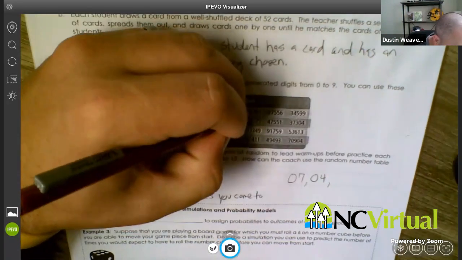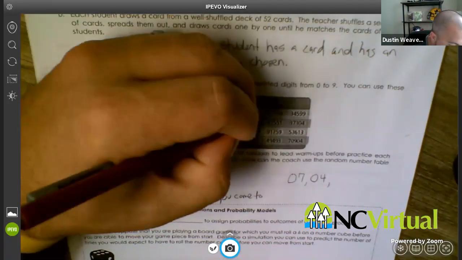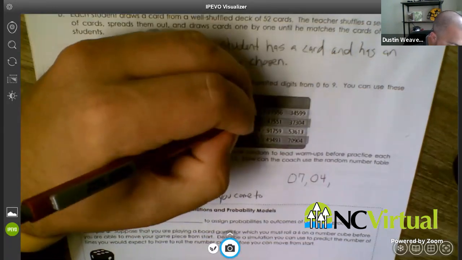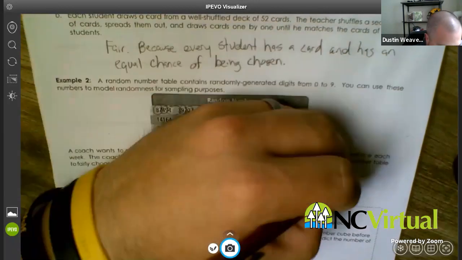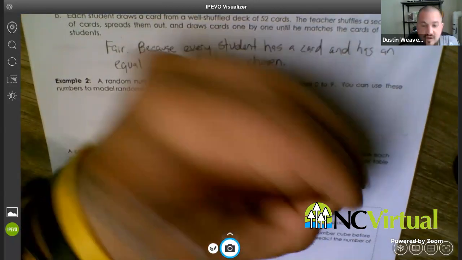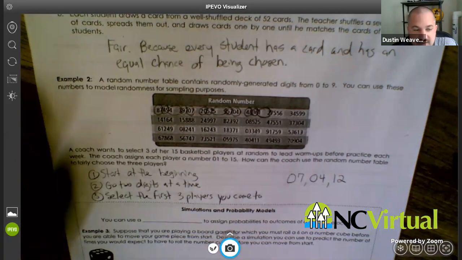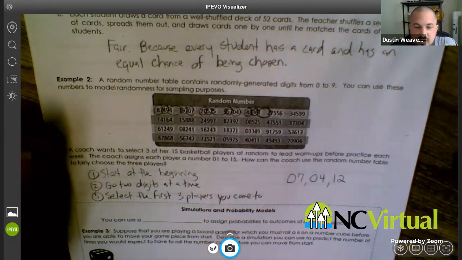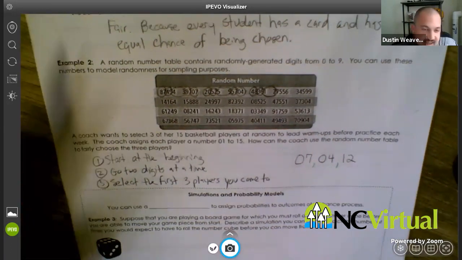The next 2 is 48. Nobody's numbered 48. Next 2 is 36. Nobody's numbered 36. The next 2 is 12. We do have a player numbered 12. So if you notice, by going 2 digits at a time, we have selected player number 7, player number 4, and player number 12. Does anybody have a question about how I did that?